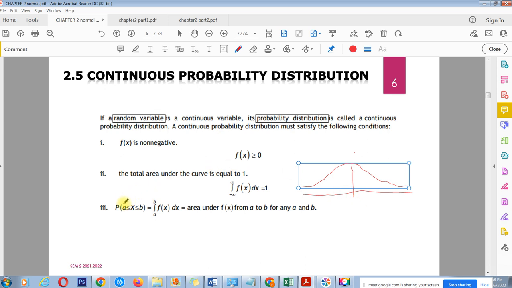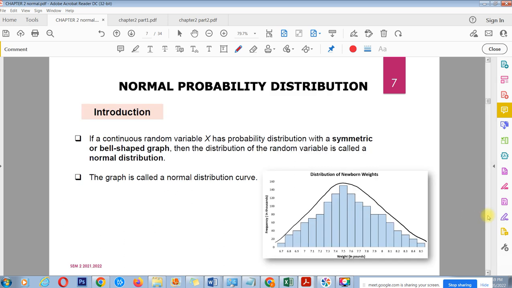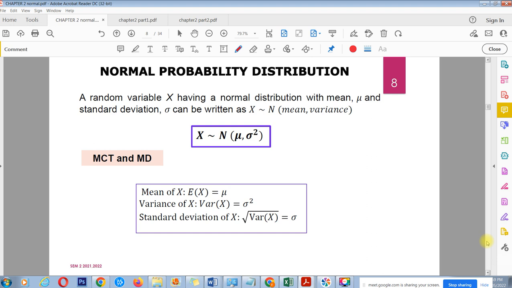Third, if you have 2 points from A to B, the probability is the area under the curve from A to B, for any A and B. If we have A here and B here, the area covered is only this area, not the rest. Alright, the normal distribution we call a bell-shaped graph or symmetric graph. Okay, then we have this notation.